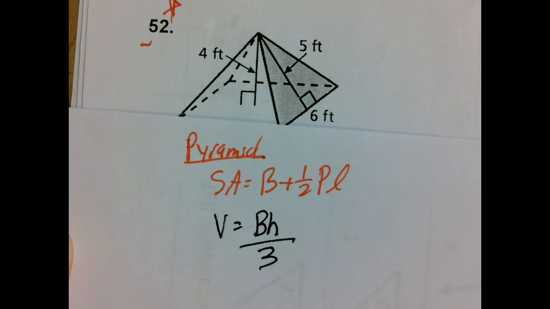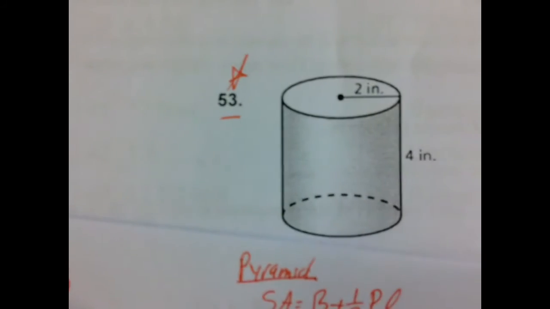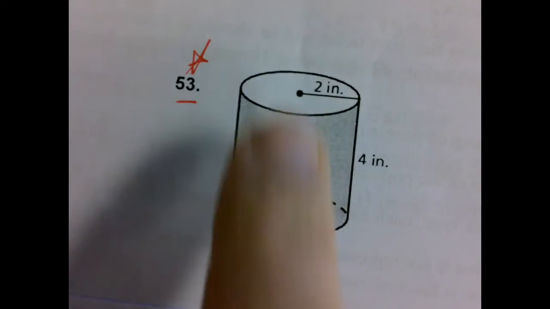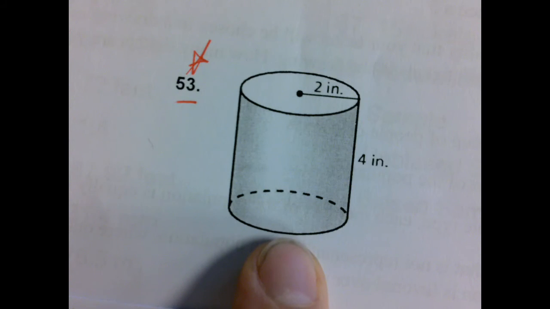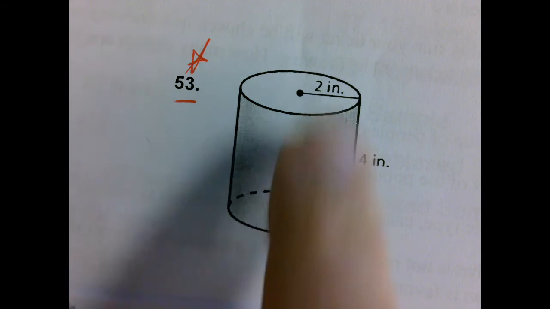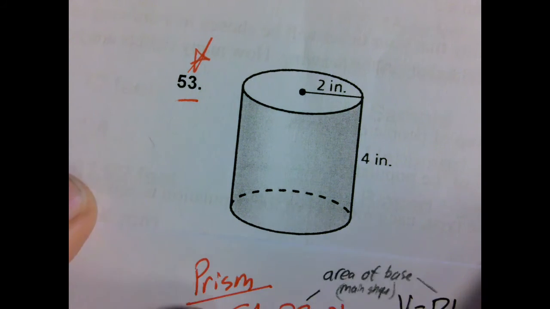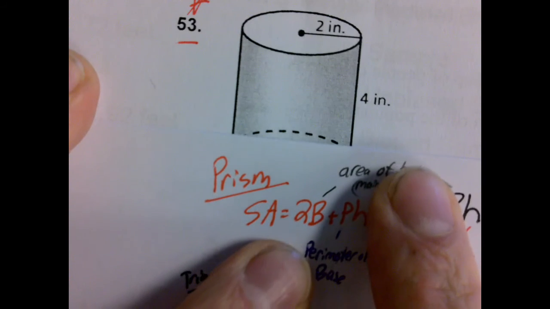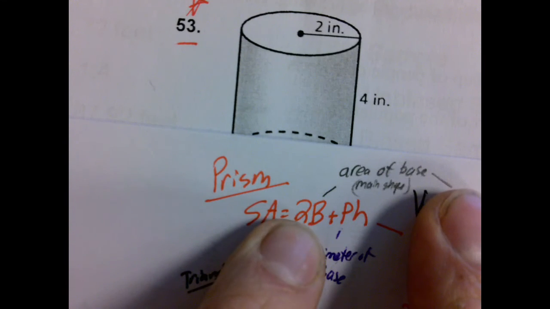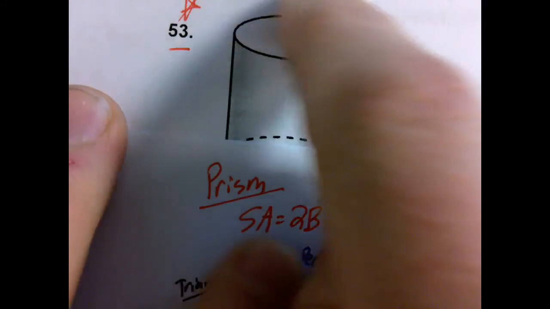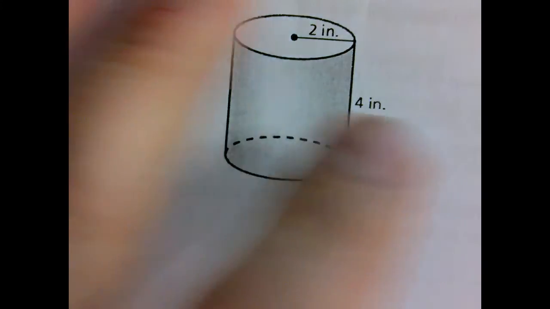You will also want to know how to find the surface area of a cylinder, but notice again, the main shape of a cylinder is a circle. Are there 2 circles, one on top and one on bottom? So then it's technically a prism. So you'd find 2B plus PH, but what do we call the perimeter of a circle? What do you call going around the circle? Circumference. So you just have to note that.